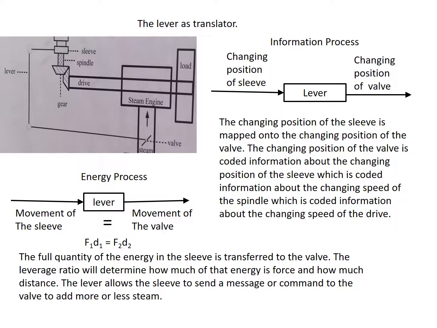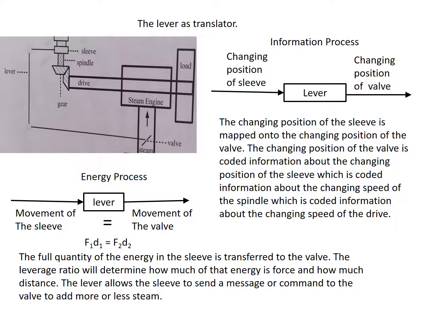The lever as translator. Looked at as an information process, the changing position of the sleeve is translated by the lever into the changing position of the valve. The changing position of the sleeve is mapped onto the changing position of the valve. The changing position of the valve is coded information about the changing position of the sleeve, which is coded information about the changing speed of the spindle, which is coded information about the changing speed of the drive.